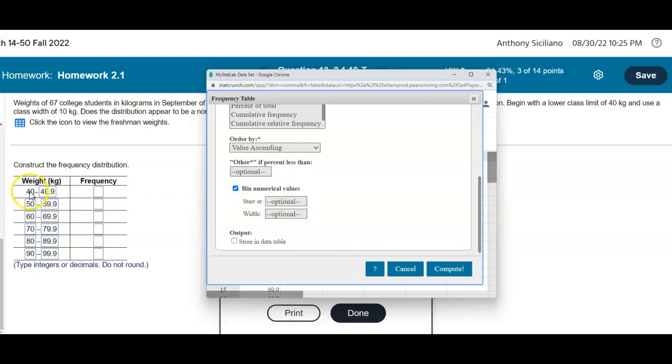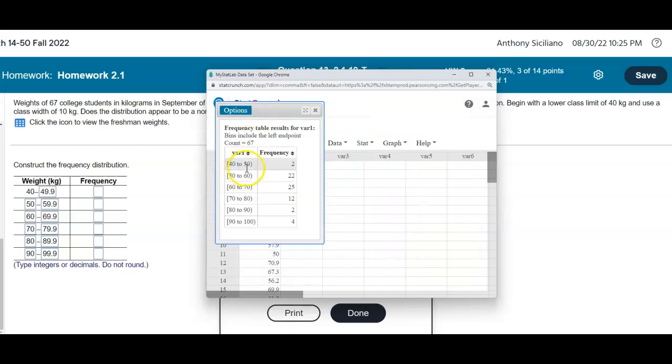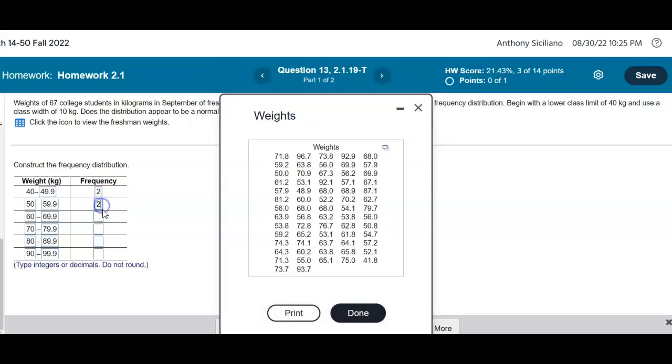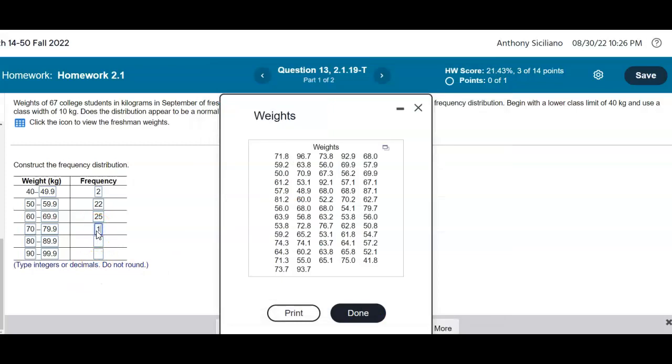We know that we're starting at the number 40, and we know that the bin or the class width is 10. So we're going to put in 10. And then we can either store in a table or just select Compute. So that means from 40 to 49.9 is 2. And then 22 and then 25. So we have 2, 22, and then 25. And then next we have 12, 2, and 4.